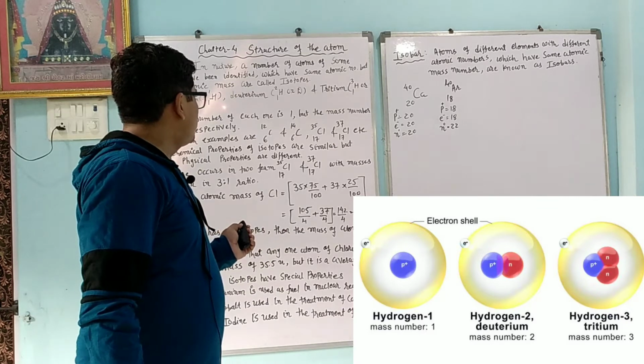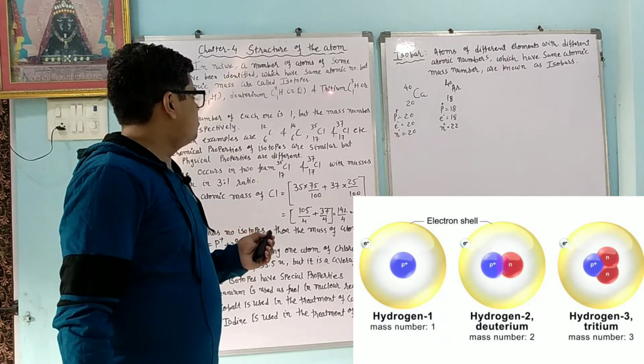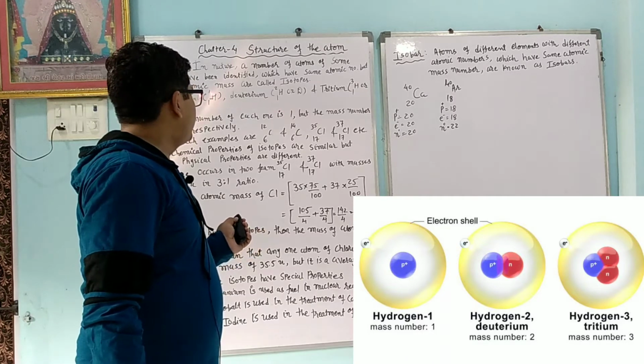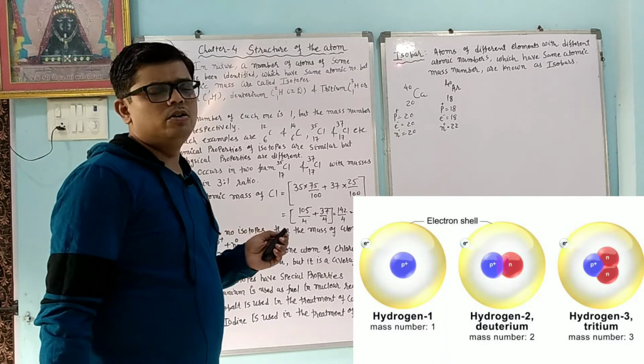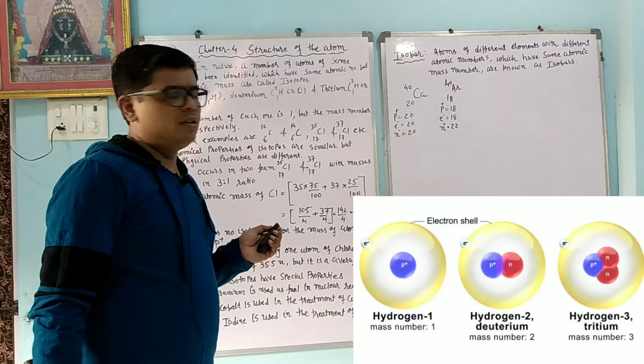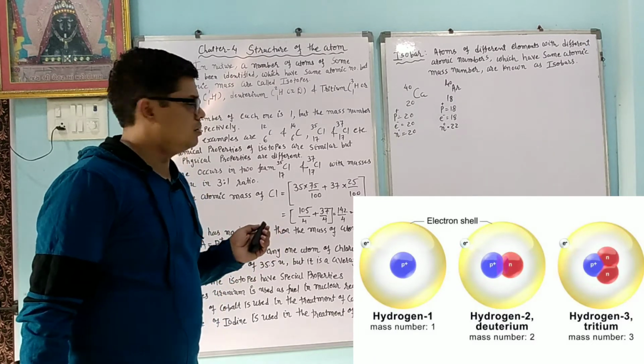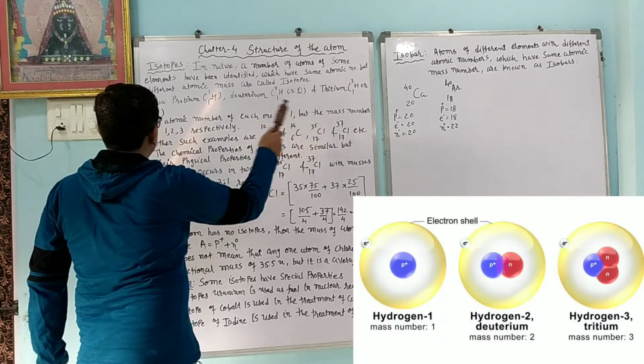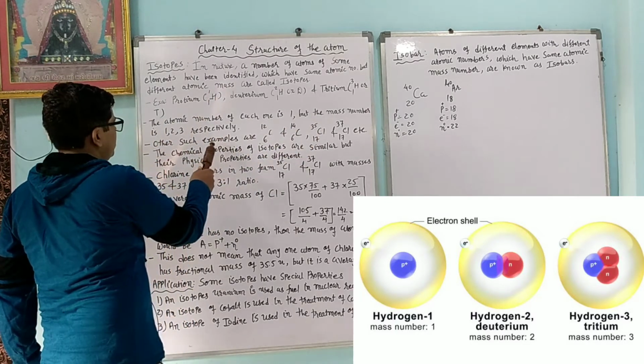In all these cases, you can see that the atomic number is the same, all have one proton and one electron, but their atomic masses are different because of what? Number of neutrons. In normal hydrogen, neutron is absent. The atomic number of each one is 1, but the mass numbers are 1, 2, 3 respectively.